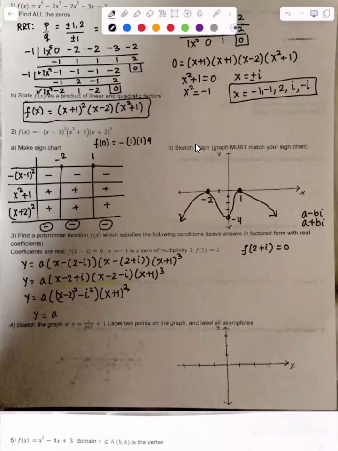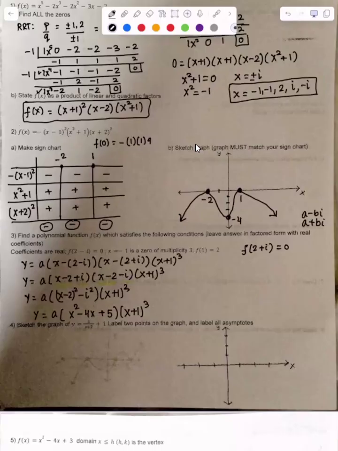So y equals a times, and expand: (x minus 2) squared is x squared minus 2 times x times 2, that is minus 4x, plus 2 squared, which is 4. But i squared is negative 1, so with the negative it becomes plus 1, so that's 5, times (x plus 1) cubed. Okay, we just have to figure out a.